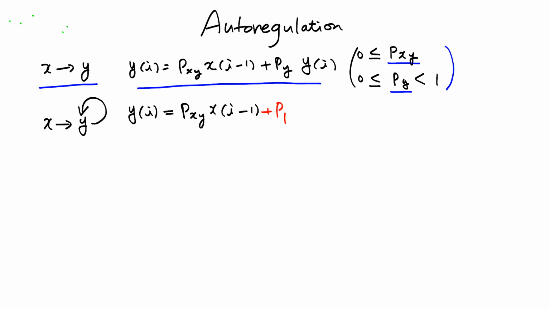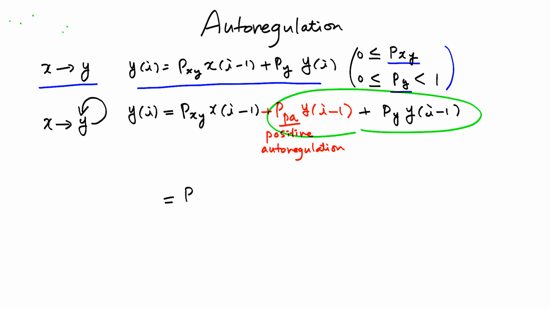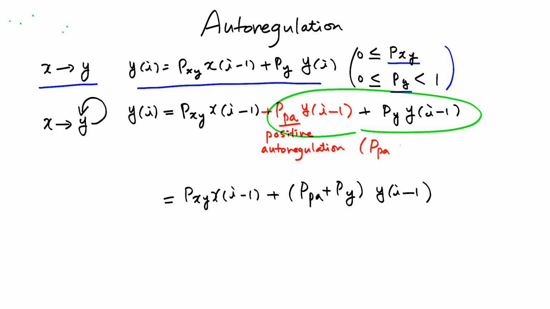Plus P sub Pa, which stands for positive autoregulation, y of i minus 1, plus P sub y y of i minus 1. Now let us combine these two terms together: P sub xy x of i minus 1, plus P sub Pa plus P sub y, times y of i minus 1. P sub Pa is greater than 0. And let's call this new parameter value P sub y prime.